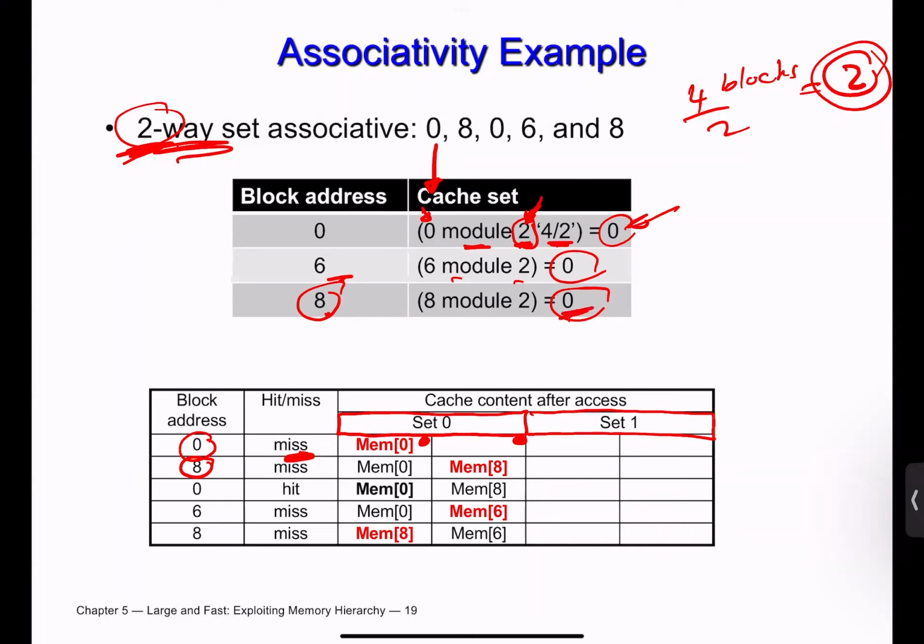Where is 8 to park? Again, set 0. When I look here and here, I don't have memory of 8, so I miss. Then memory of 8, I will bring it from the main memory. As an example, I found that this spot is already taken by memory of 0. This is empty, so please copy memory of 8 here. So memory of 8 is copied here.